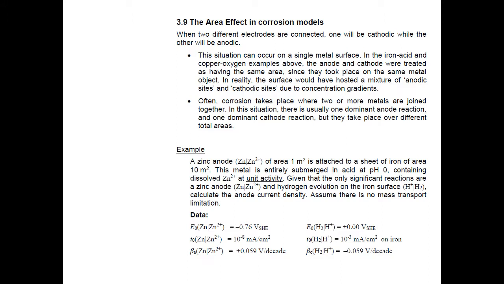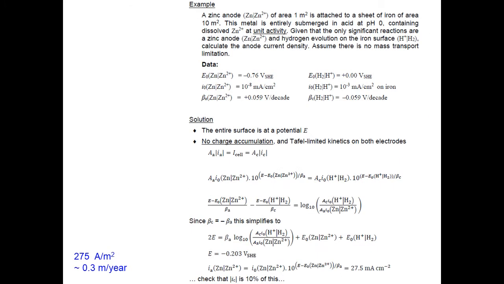So we're given the usual data, the standard electrode potential for the zinc. We could get the equilibrium potentials if we were dealing with a non-unit activity solution, but we don't need to here. The equilibrium potentials are just equal to the standard electrode potentials. We're also given the exchange current densities for the zinc and protons and the Tafel slopes for the zinc and proton reactions. So the solution, how do we do this?